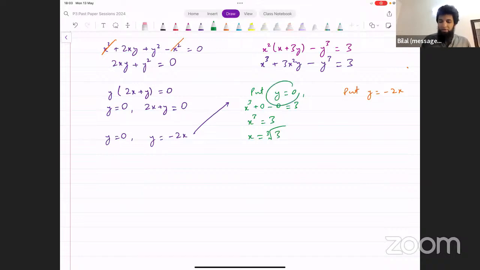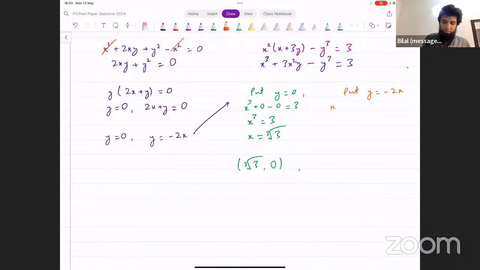The y coordinate, in fact, is already 0. So we have 1 point, and that 1 point is cube root of 3 and 0. Okay. And then if we put y equal to minus 2x, what does that become?